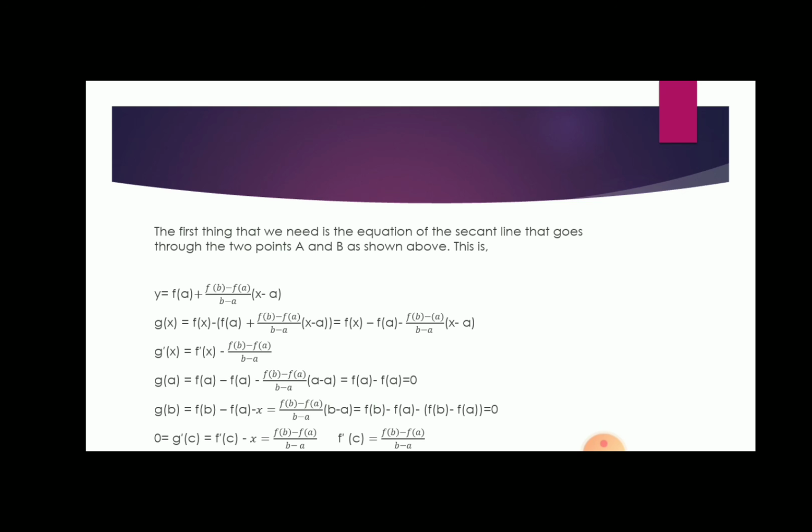times b minus a, which equals f of b minus f of a minus f of b minus f of a, which equals 0. So by Rolle's theorem, 0 equals g prime of c equals f prime of c minus f of b minus f of a over b minus a. Therefore f prime of c equals f of b minus f of a over b minus a. And that's all. Thank you.